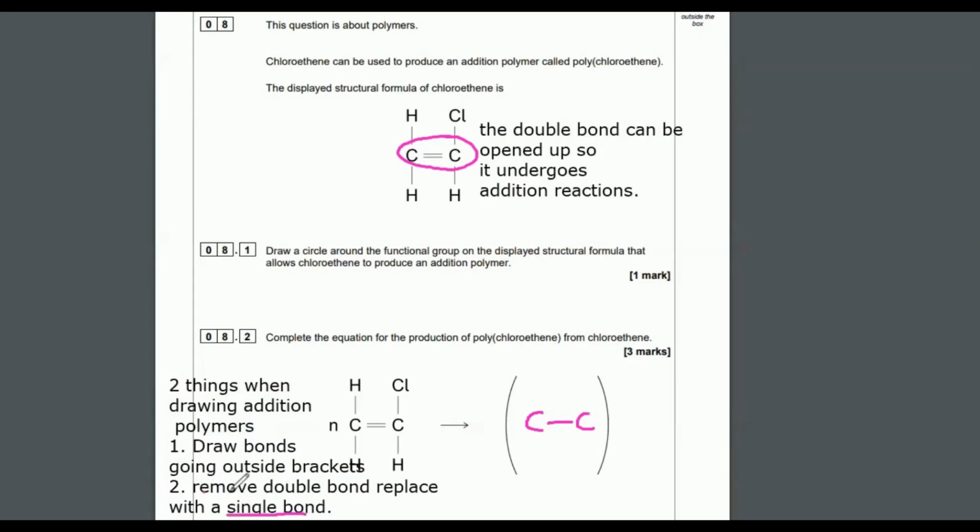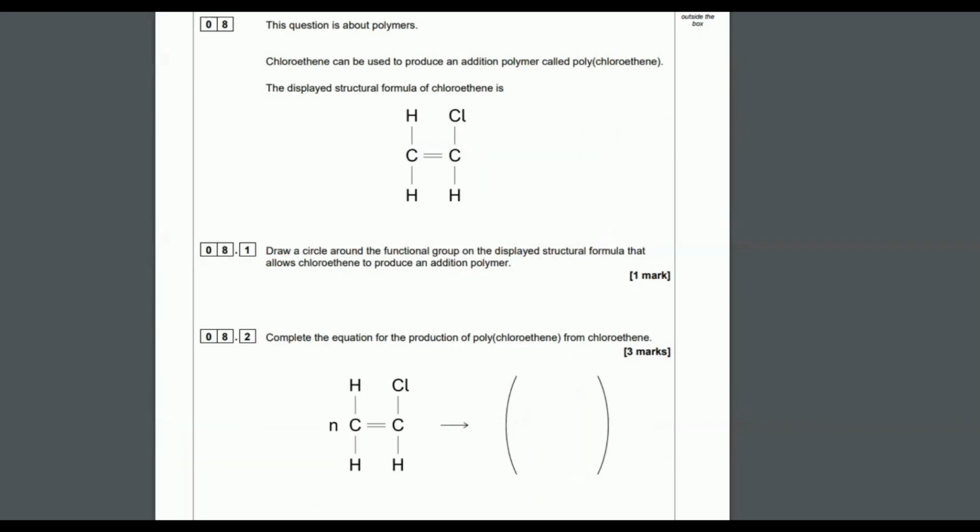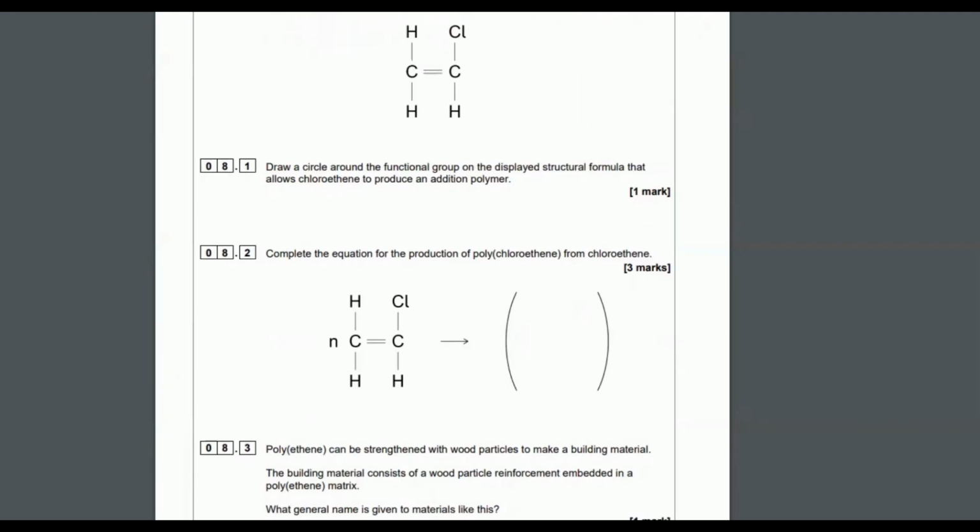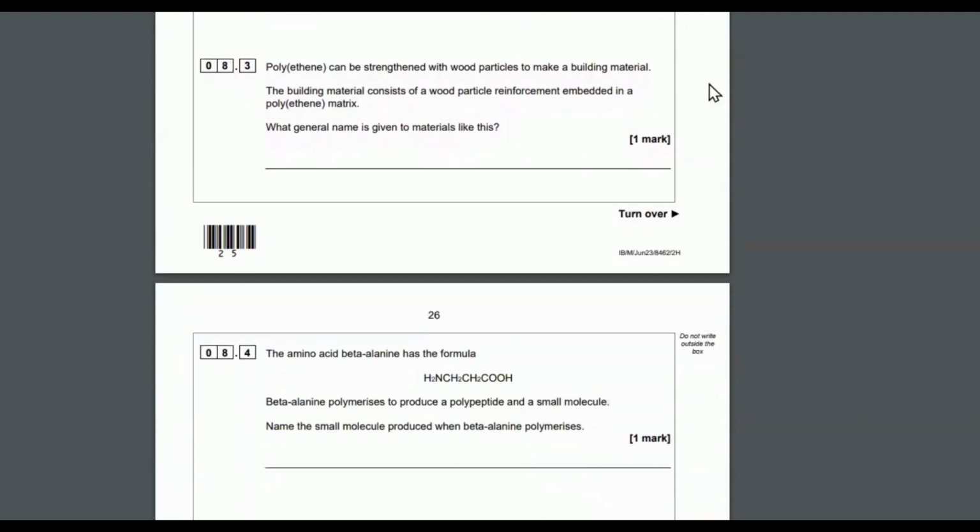So look, there's my first mark. I've put a single bond here. Now I keep the H's and the Cl the same in the exact same place. And then this first point here, draw the bonds going outside the brackets. Now I need to draw a line coming out, going outside the brackets on each side, and don't put any letters or elements on the end of those lines. You need to leave it open. And the final thing is to draw an n afterwards, which is saying it could go on for however many monomers we had. So if n was 50 on the left hand side, it will be 50 on the right. Okay, let's zing to the next question.